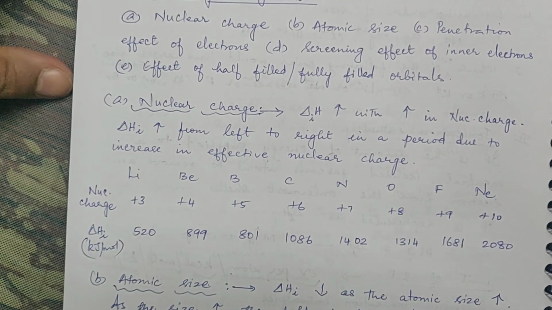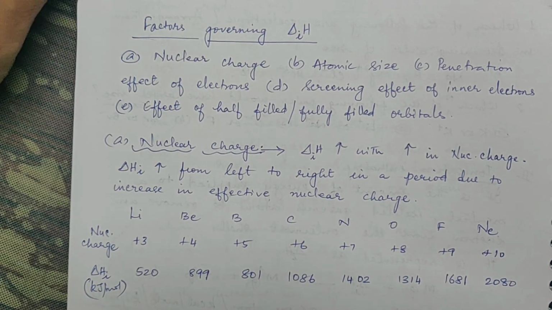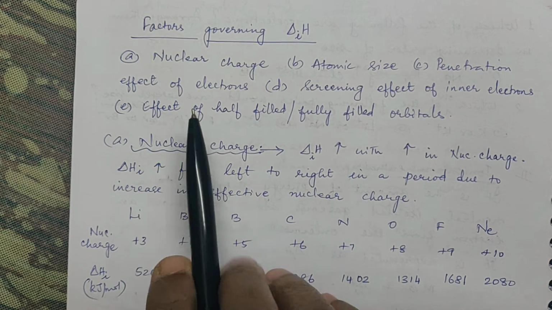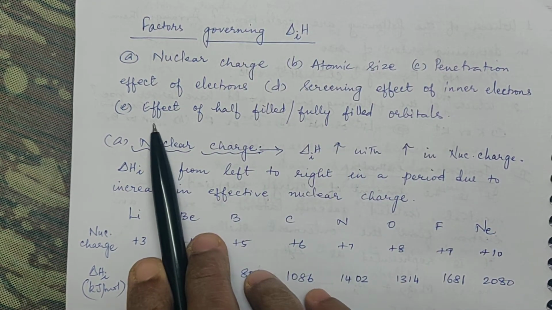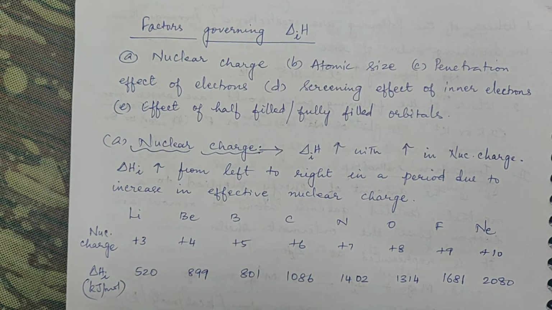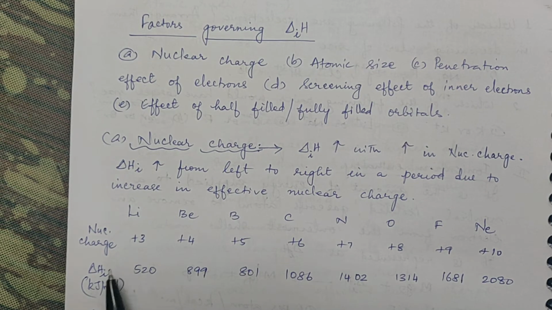Okay, now let us see factors governing ionization enthalpy. The various factors are nuclear charge, atomic size, penetration effect, screening effect, and effect of half-filled and fully filled. Now with respect to nuclear charge, you see the example here.